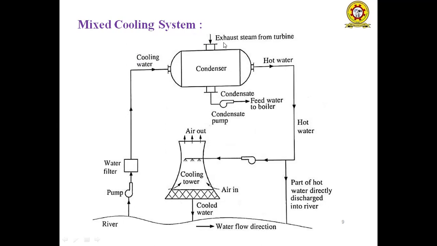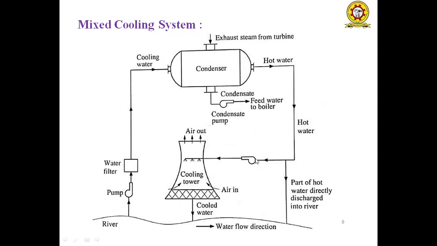The exhaust steam from the turbine enters into the condenser. For condensing the steam, we need cool water. This cool water is coming from the natural source, that is the river. From the river, the water gets filtered and is sent into the condenser by using a pump. After condensing, the steam temperature reduces and the cooling water temperature increases, so this cool water gets converted into hot water.